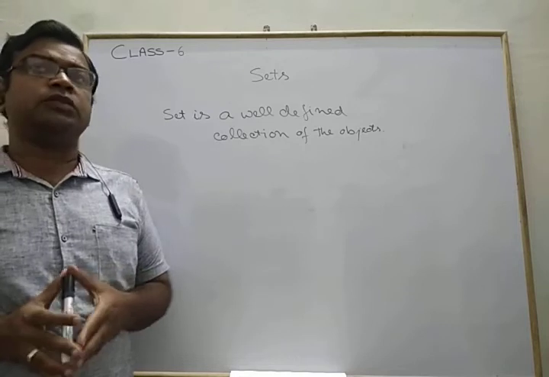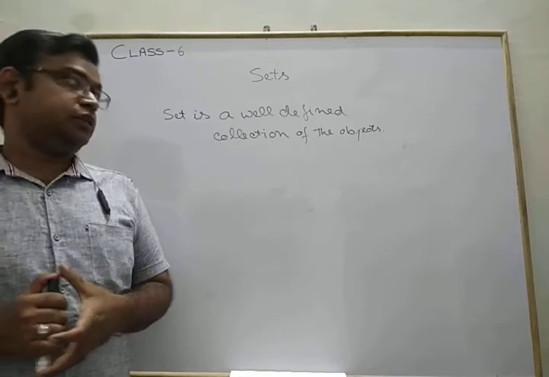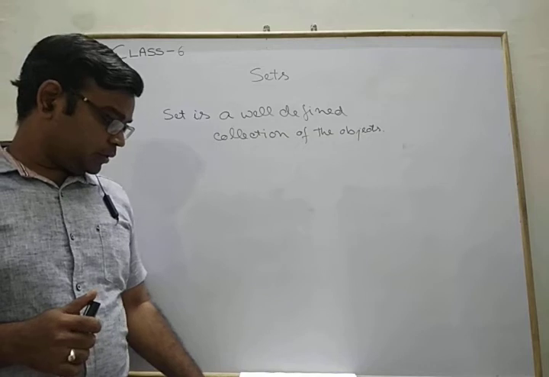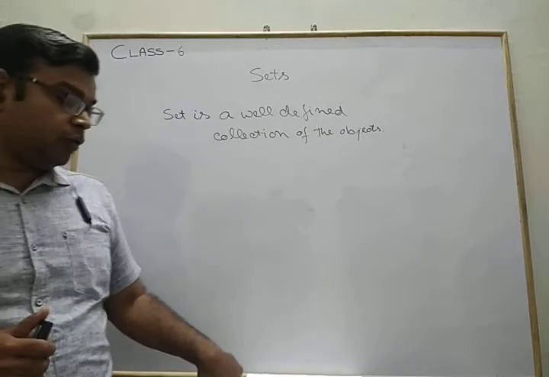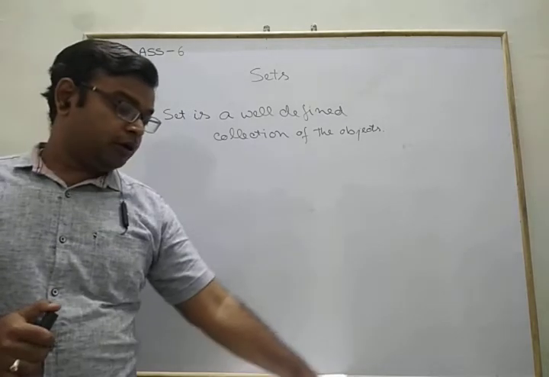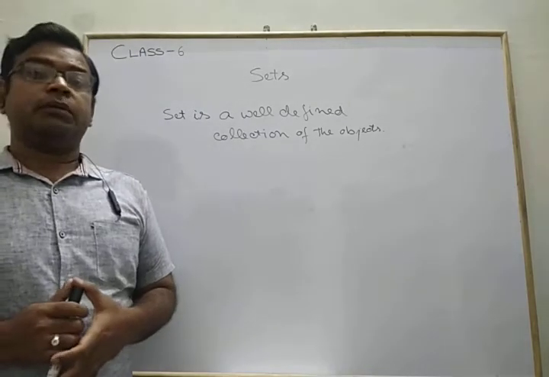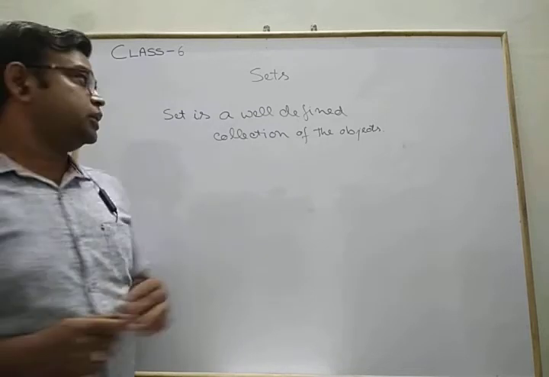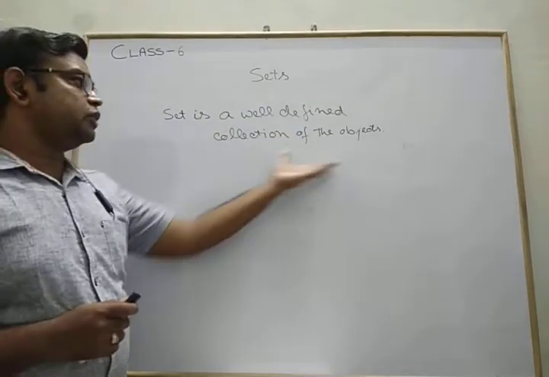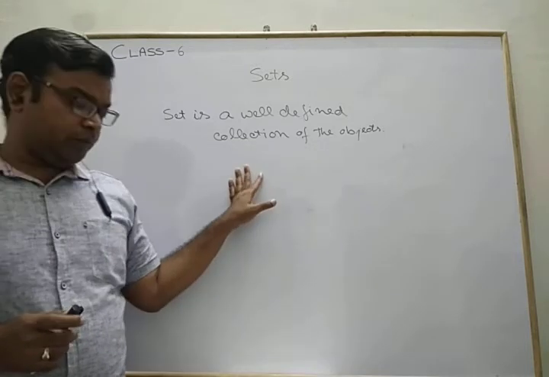All these are known as a well-defined collection. In your book, it is given that a well-defined collection of objects is known as a set. When we discuss the definition, any well-defined collection of objects is called a set. A set is a well-defined collection of objects. This is your definition of set.